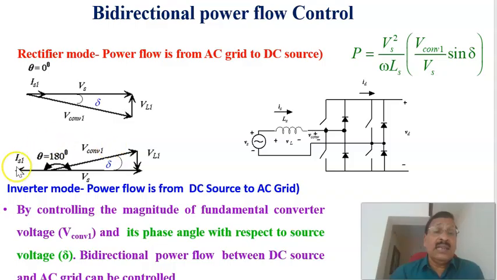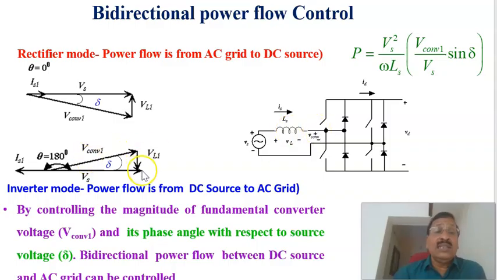And this is the phasor diagram corresponding to the inverter mode of operation, in which the current is flowing from the DC side into the AC, or this converter is working as an inverter. And here also, the fundamental component of the converter voltage, V converter 1, has its magnitude adjusted. Similarly, the phase angle of converter 1 with respect to the grid voltage is adjusted. Here you can see that this one is leading that one, so that this will be the voltage across the inductor.